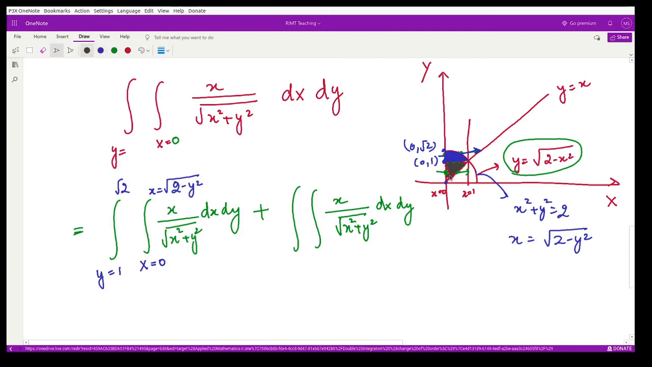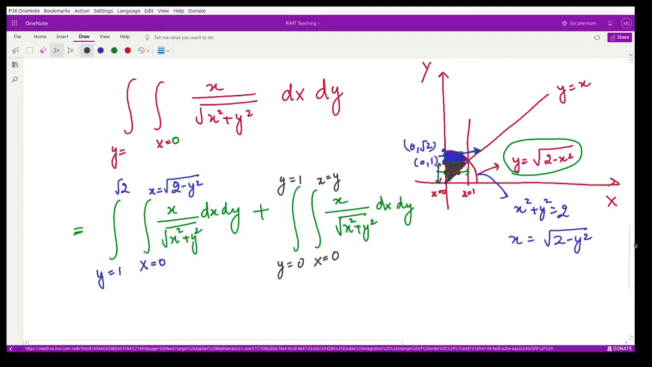So in this case, the lower limit of x would be 0, and the upper limit of x would be here, and here the value of x is equal to y. And what would be the limits of y? Now the y varies from here to here only. So here the value of y is 0, and here at this point the value of y is equal to 1. So this is how you write your limits.